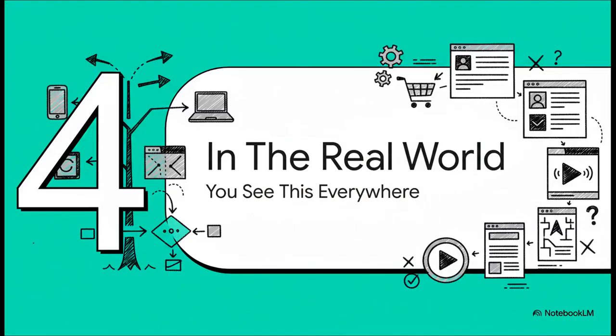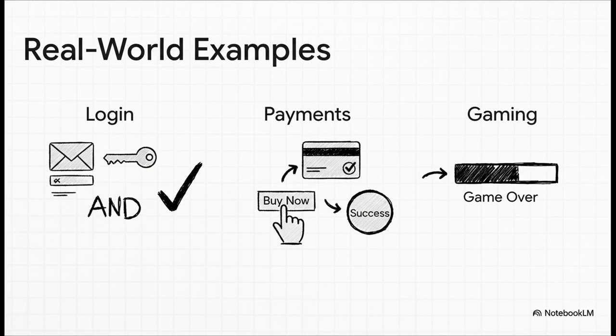So you might be thinking, this is all a bit abstract, code and logic, but the truth is, you interact with this stuff constantly. Let's look at how these rules actually build the apps and websites we use every single day. Every single time you log into a website, the system's checking if your email and your password match what's in the database. When you buy something online, the code is checking if the payment was successful before it does anything else. And in a game, the code is in a constant loop, checking if your player's health is less than or equal to 0.